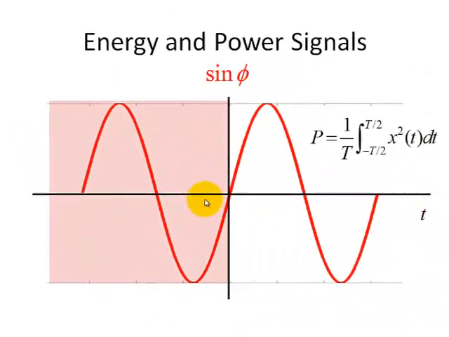Now for a sine wave signal, we're going to evaluate only for one period. Here I said from minus t over 2 to plus t over 2. But you can integrate over one period, let's say from 0 to t, or from minus t to 0. And you'll still get the same answer. We'll show in future videos that the average power for a sinusoidal signal is basically A squared over 2, where A is the amplitude of the sine wave signal.